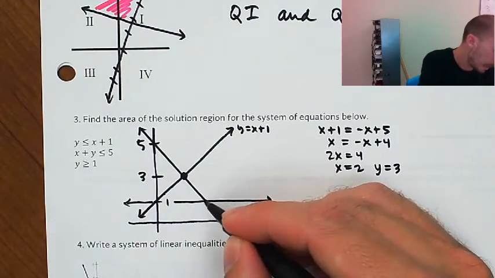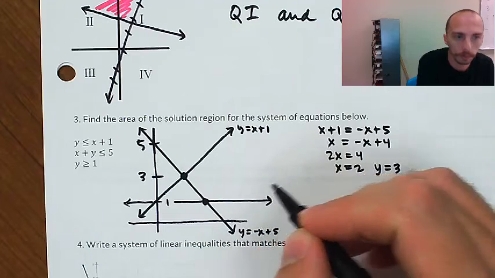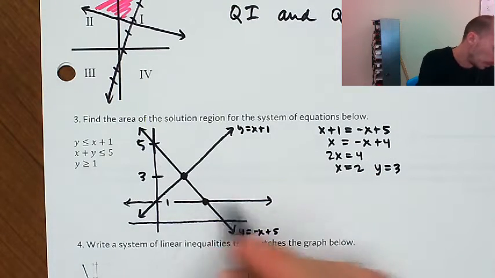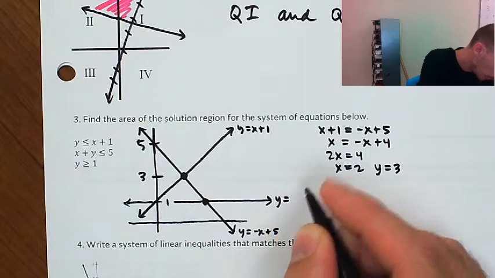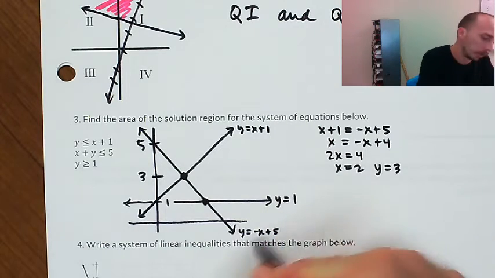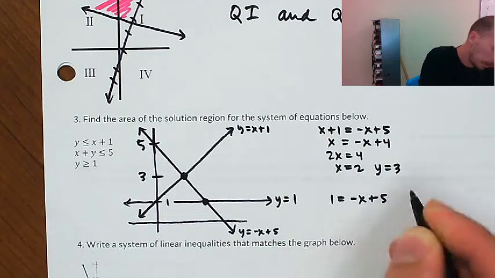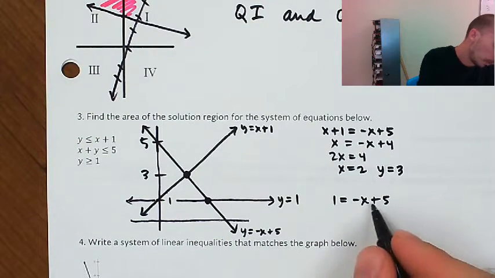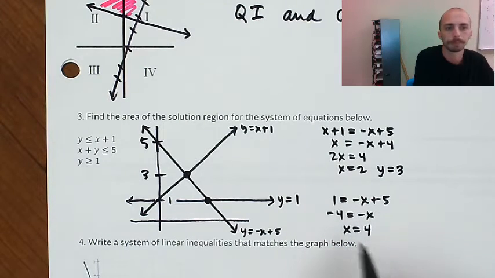Now I'm going to need the x coordinate of this point in order to figure out the width of the triangle. So to do that, I'm going to run these two lines into each other. So this is y equals negative x plus 5, and this is y equals 1. So I'm going to do substitution again, and I'm going to say 1 equals negative x plus 5. I'm going to subtract a 5 from both sides, and I'm going to say, all right, negative 4 equals negative x, so x needs to equal 4.